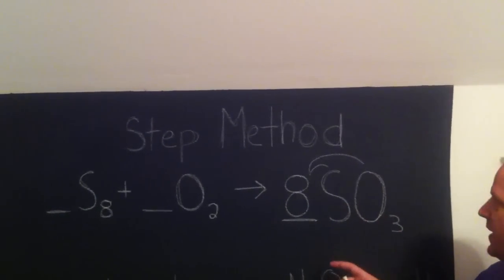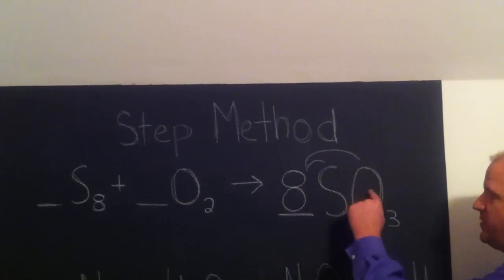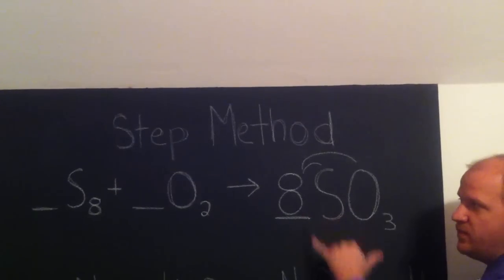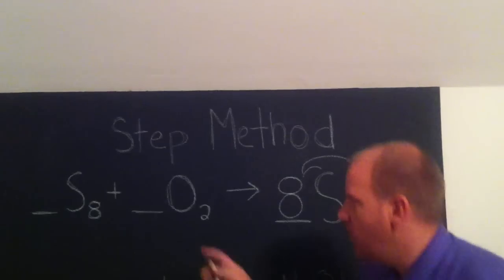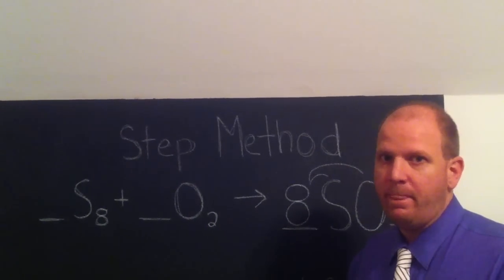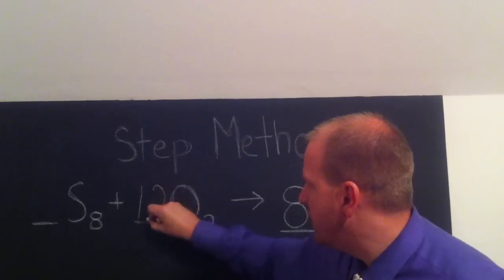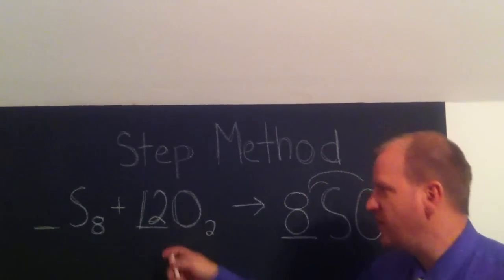Now I go to my product side. On my product side, I have 8 times 3. Take that 8, multiply it by the 3. I have a total of 24 oxygen. So here's 2 oxygen, here's 24 oxygen. What can I multiply 2 by to get 24? 12. So then I put the 12 right here. Alright, so now we have 24 oxygen and 24 oxygen.